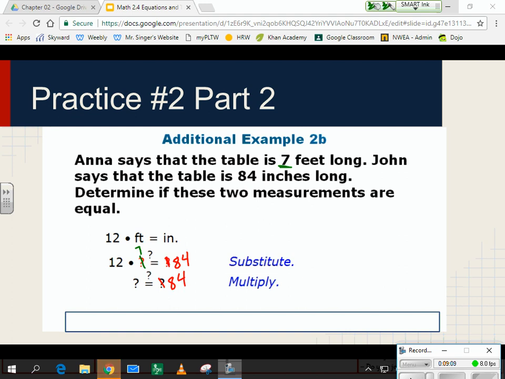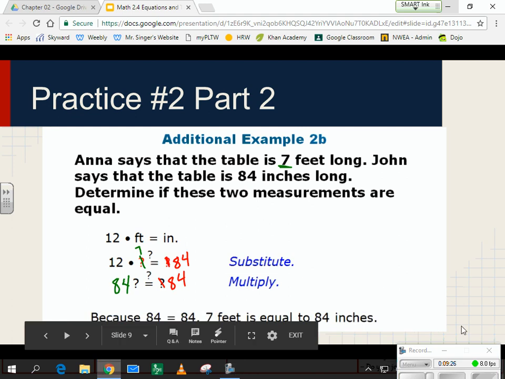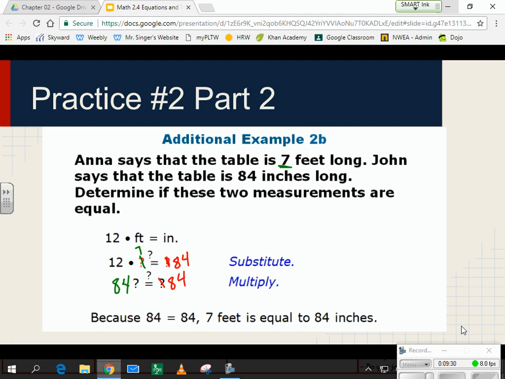And now when we do 12 times 7, what do you get? 7 times 2 is 14. Carry the 1. 7 times 1 is 7, plus 1 is 8, so 84. So if we look at this, we do see that it is a solution. These 2 measurements are equal. So your answer would be yes, it is equal. Or because 84 equals 84, 7 feet is equal to 84 inches. So there's an example of a solution and not a solution.